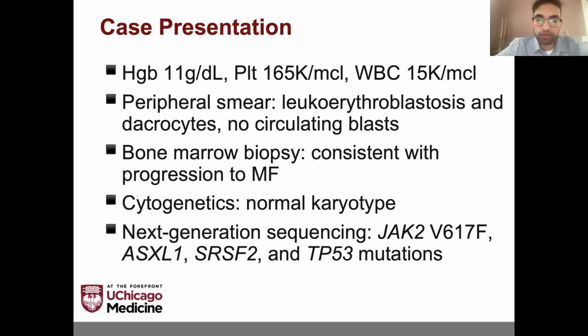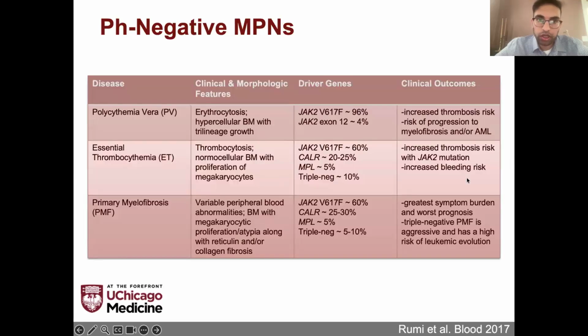And a bone marrow biopsy confirms that the patient's polycythemia vera has progressed to myelofibrosis, otherwise known as secondary myelofibrosis or post-PV myelofibrosis. Cytogenetic testing looks at the chromosomes of this patient's MPN, and they are normal. And there is molecular testing done as well that shows a JAK2 mutation, which has been present since the patient's PV diagnosis, along with the acquisition of three other mutations, ASXL1, SRSF2, and TP53, which we tend to refer to as higher risk mutations.